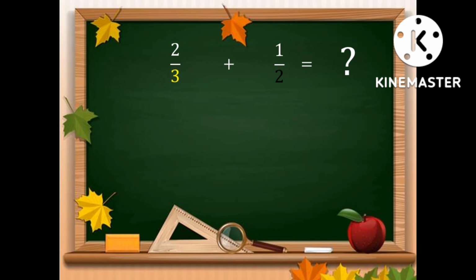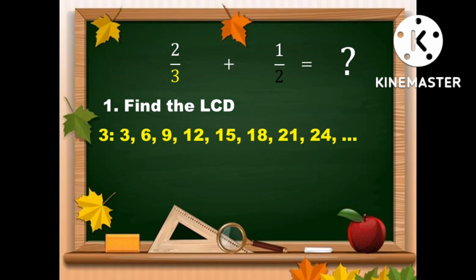We have 2/3 added to 1/2. What will be its sum? What is the first step again? Okay, it's to find the LCD of 2/3 and 1/2. Let's first list the multiples of 3: 3, 6, 9, 12, 15, 18, 21, 24, and so on.